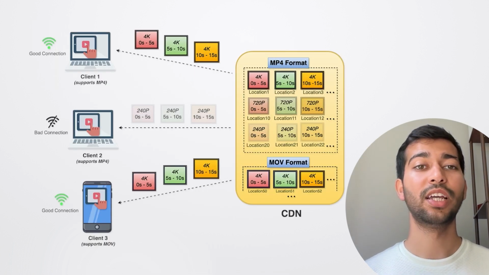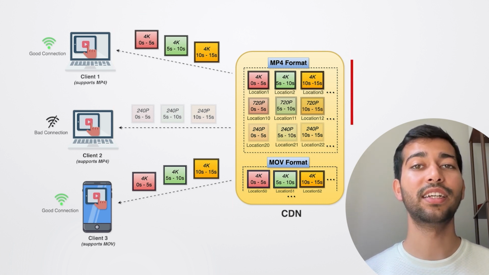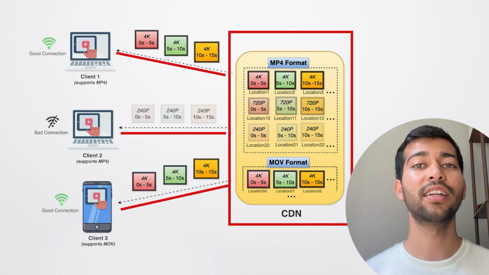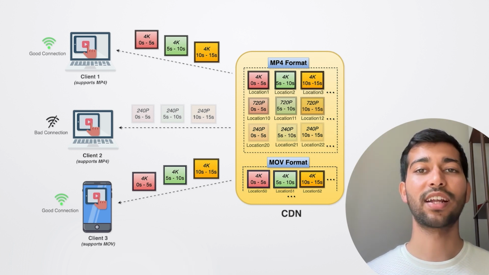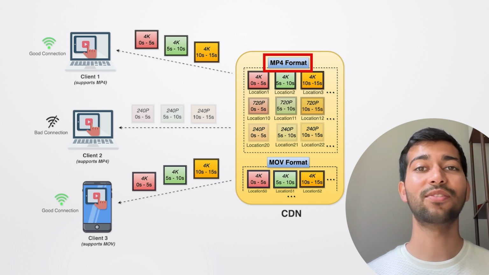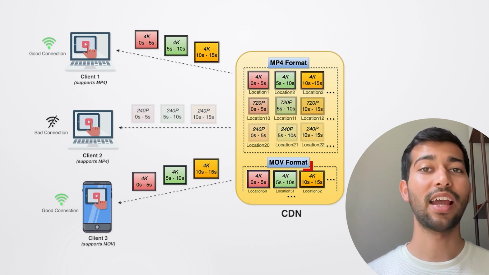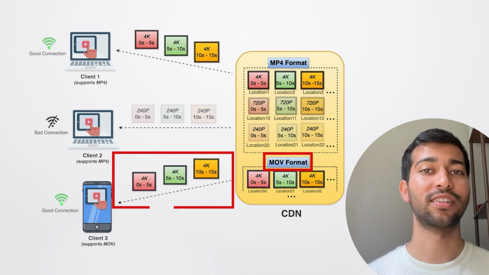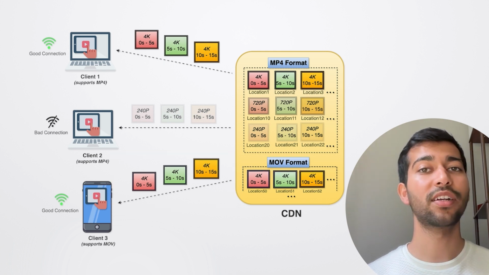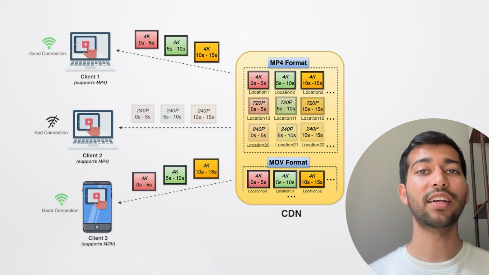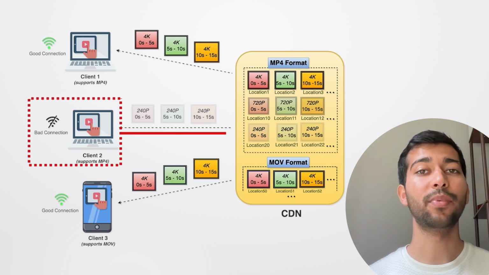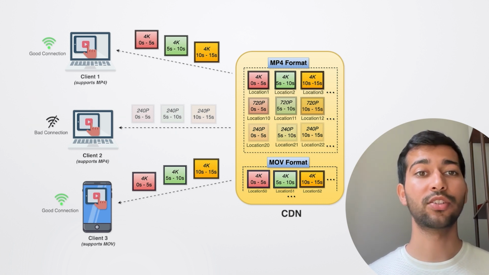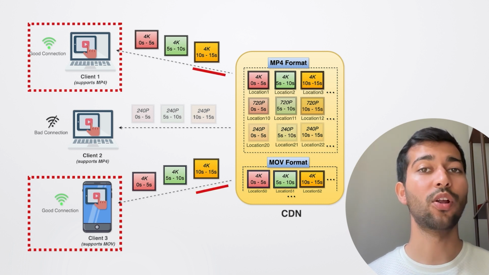After knowing the location, the client requests these video chunks from the CDN, which delivers these chunks to the client via HLS protocol. And we also know that CDN contains these chunks in different formats and different resolutions. So when a client requests MP4 format, it receives MP4 chunks. And when it requests MOV format, it receives MOV chunks. Similarly, CDN also has different resolutions of the same video. So when the internet connection is weak, the client requests low quality chunks, that is 240p, 360p videos. And when the connection is strong, the client requests high quality 4K videos.